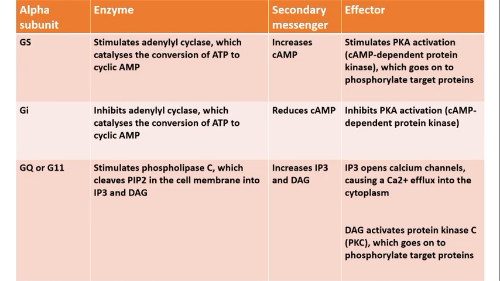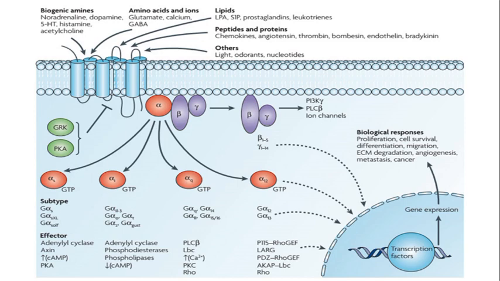The third one is Gq or G11. It stimulates phospholipase C, which cleaves PIP2 in the cell membrane into IP3 and DAG. It increases IP3 and DAG. IP3 opens calcium channels, causing a calcium efflux into the cytoplasm. So it has cellular mechanisms depending on the subunit only. Not a single alpha subunit is involved in the same reaction. There are many subunits involved in many reactions and cellular responses.